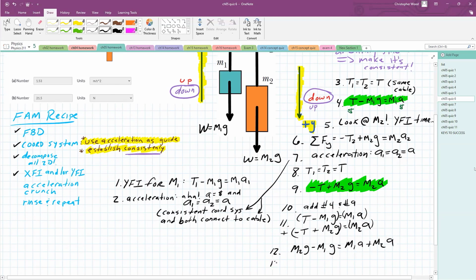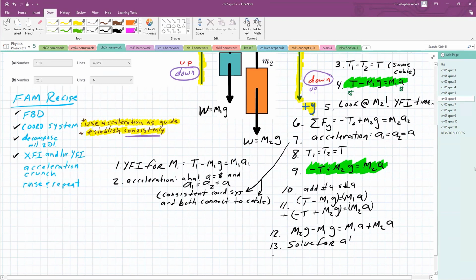So at this point, solve for A. And then you're going to get the right answer. Once you solve for A, then solve for T via equation number 4 or equation number 9. You choose, up to you. Okay, let's do that and we'll be done with this problem.